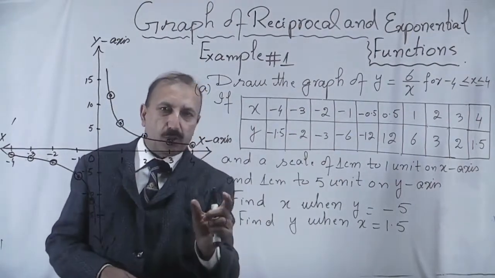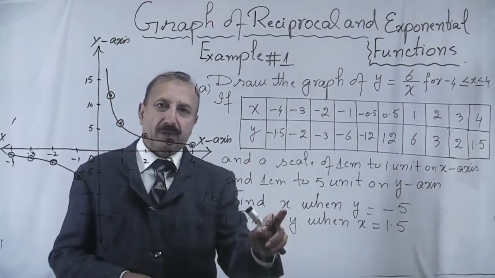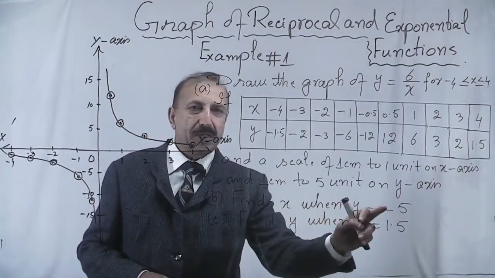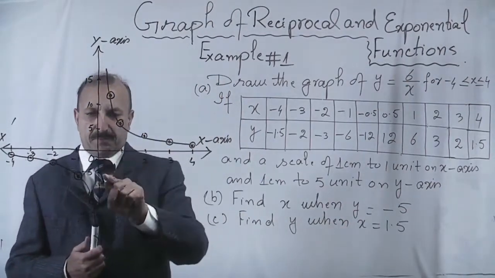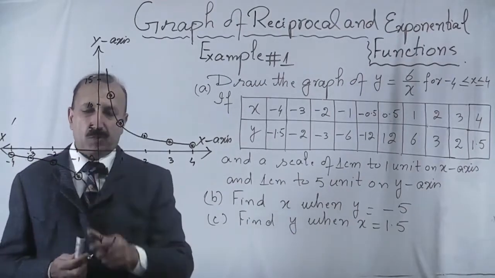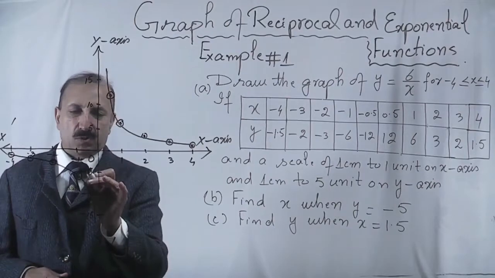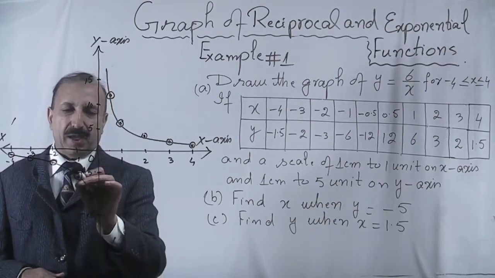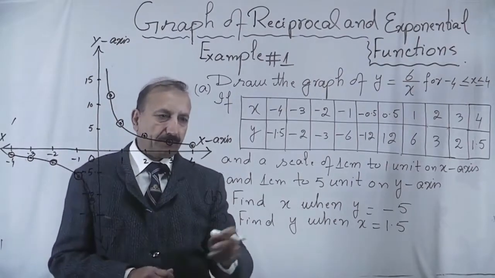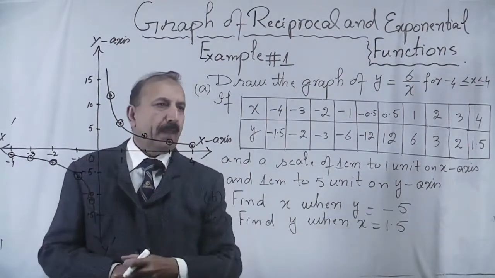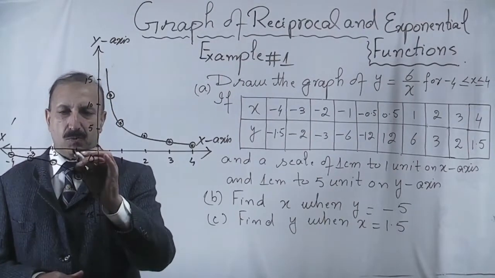And now there are two parts in this question that we need to find. In part B, we need to find the value of x when y is -5. Look here, where is y -5? Here is y -5. To find the value of x, with the help of a ruler, we travel towards the curve and touch this value. The value -5 of y touches our curve at this point. We move toward this side.